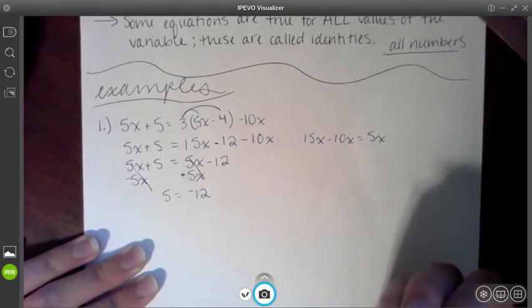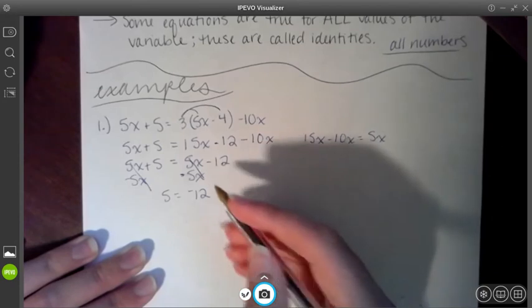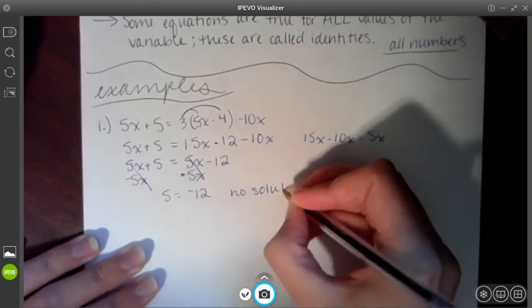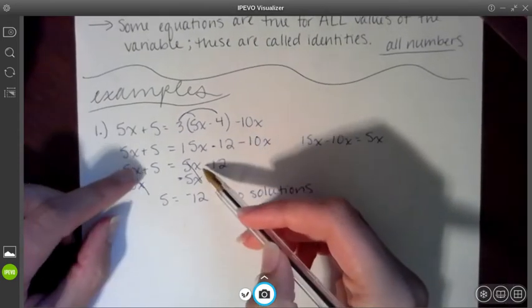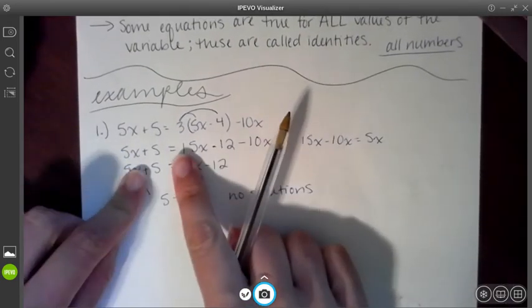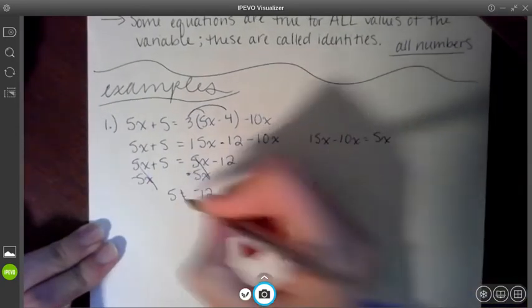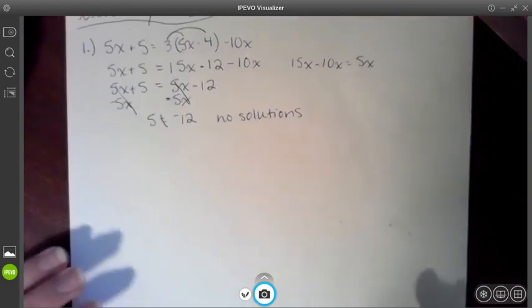Is this true? Does 5 equal negative 12? No. Okay, this is telling us that there are no solutions. We're not ending with something true, so we can put anything in for x, but they'll end up canceling out, and we're just not, no, 5x does not equal negative 12. No solutions. All right, next one.